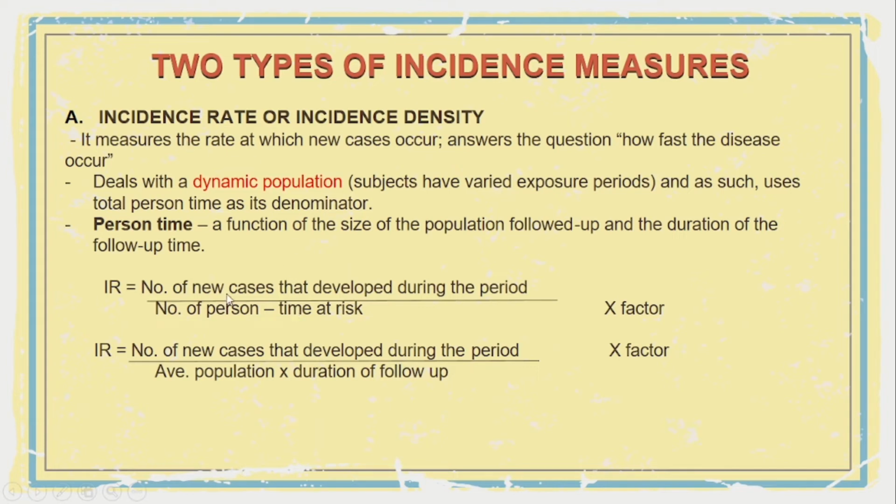Ito yung formula niya. Incidence rate is equal to the number of new cases that develop during the period divided by the number of person-time at risk, and then multiplied by the factor. Another type of getting your incidence rate is equal to the number of new cases that develop during the period divided by the average population times the duration of follow-up, times the factor. So, if you're going to apply it in a problem solving, ito yung magiging kalalabasan niya.